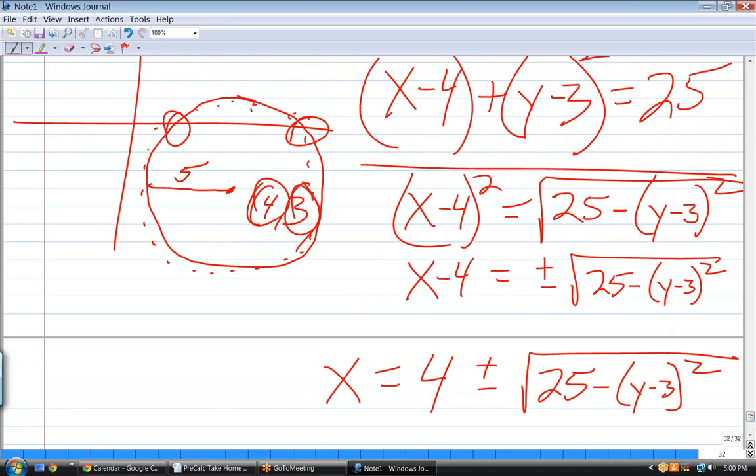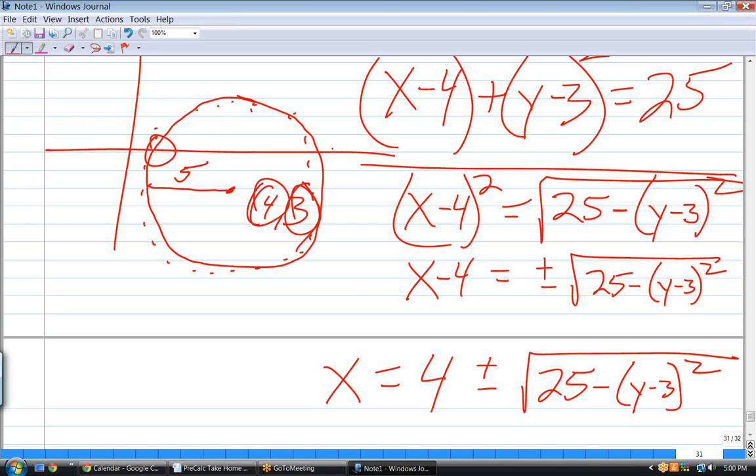No matter where you're at on the circle, if you give me a y, I can tell you what the x coordinate is. Well, what is the y coordinate at those 2 points right there? At which 2 points? The points I've circled. Would that be -3? No. What's the y coordinate when we're on the x-axis?